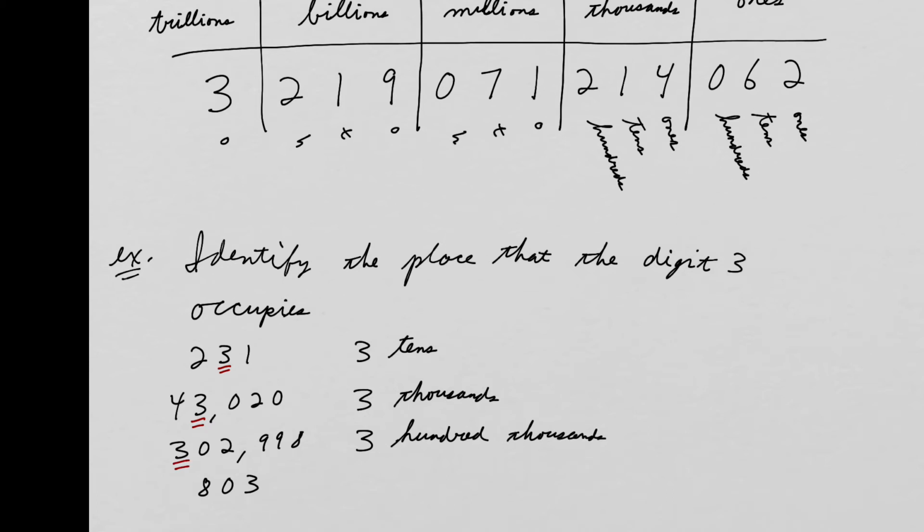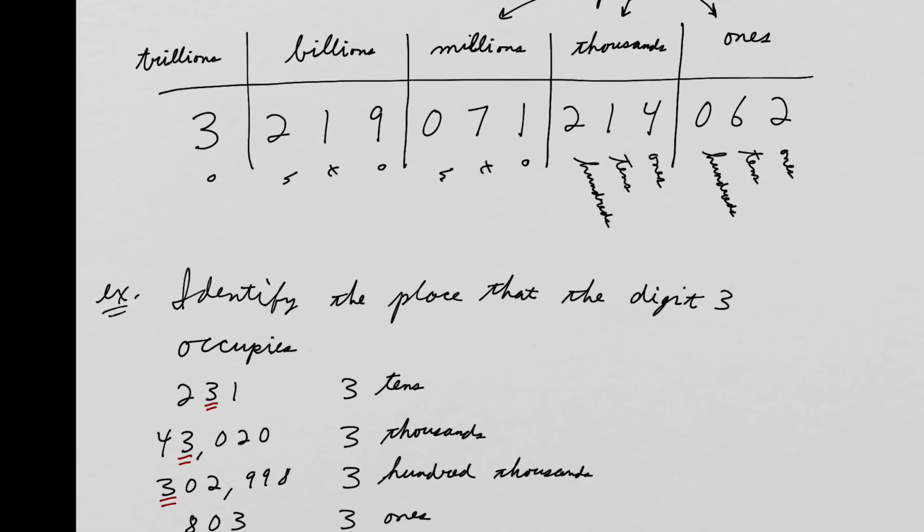And then finally, in the last number, here's the 3. Where is it? Well, it's right in the first slot there, all the way to the right. So that's the ones place. So this would represent 3 ones.